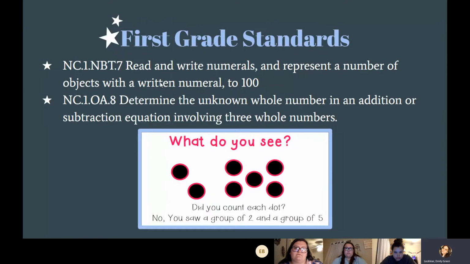The standards I chose were NC.1.NBT.7, which is read and write numerals and represent a number of objects with a written numeral to 100. And I also chose NC.1.OA.8, which is determine the unknown whole number in an addition or subtraction equation involving 3 whole numbers. I chose that because sometimes, like in the picture on the screen, the 2 groups are separated, so if they can visualize that it is a 5 and a 2, they can add it in their head and figure out that it is 7 dots on the card.